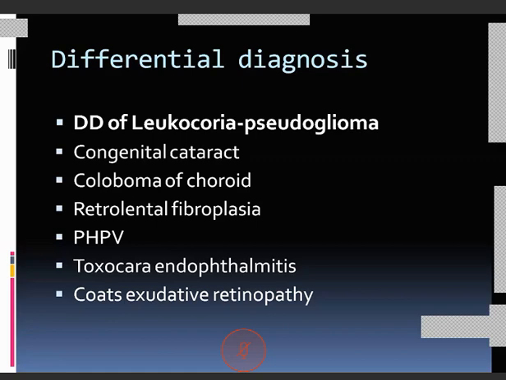The detached retina becomes crowded just behind the lens, producing retrolental fibroplasia. And then persistent hyperplastic primary vitreous, and then toxocara endophthalmitis, and then Coats exudative retinopathy. So these are the differential diagnoses for leukocoria.